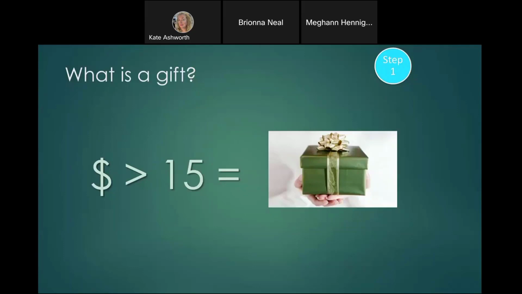And under our regulations, anything less than $15 is what we call an item of nominal value. And those are generally going to be okay to take. A gift includes money, services, loans, travel, lodging, meals, entertainment, or any promise having a monetary value. And for example, a job offer can be considered a gift in some circumstances.